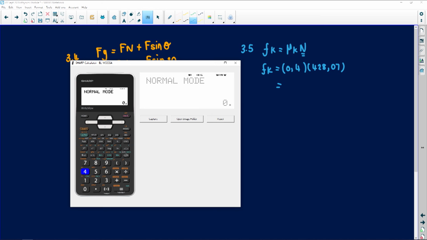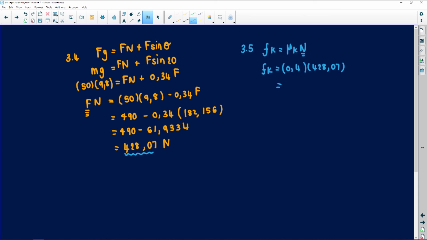I can therefore say 428.07 multiplied with the coefficient of kinetic friction, which is 0.4. Let me see what that gives me. I want it as a decimal. This gives me 171.228. The 8 is 5 or greater, which means it will convert the 2 into a 3. So we're rounding it off to 2 decimal places. So I will get 171.23. Now remember, the coefficient of kinetic friction does not have a unit because it is a ratio, but kinetic friction does have a unit, and we still use newtons.